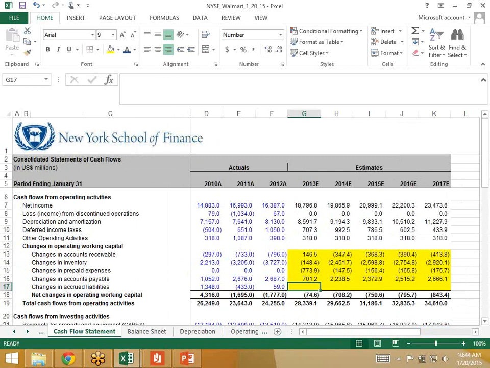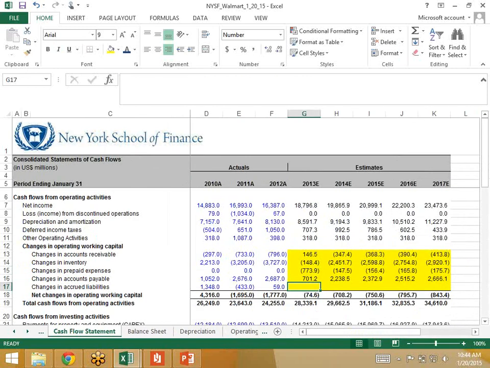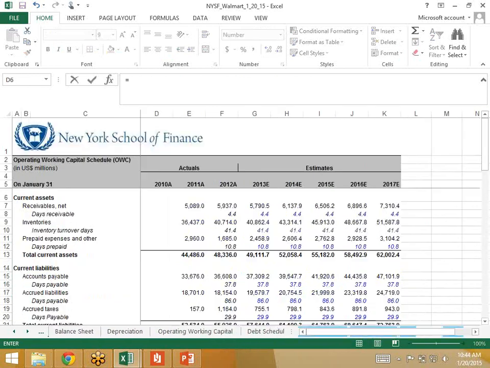Any questions on that? Do the same for accrued liabilities, right? Accrued liabilities is going up from 18 to 19 billion. An increase in accrued liabilities is a cash inflow. So again, it's a direct subtraction, 13 minus 12. This would be equal to this year's accrued liabilities minus last year's.